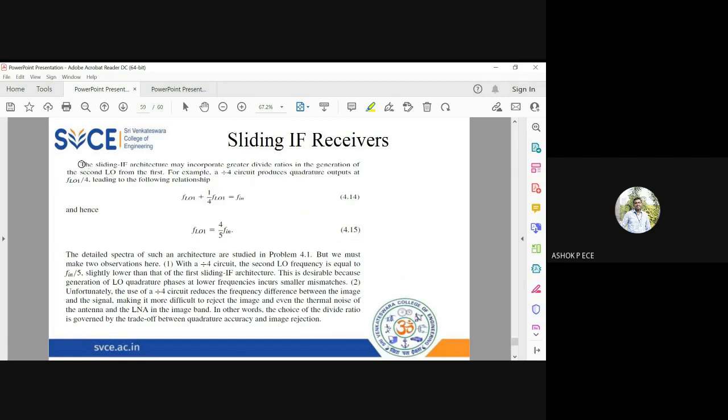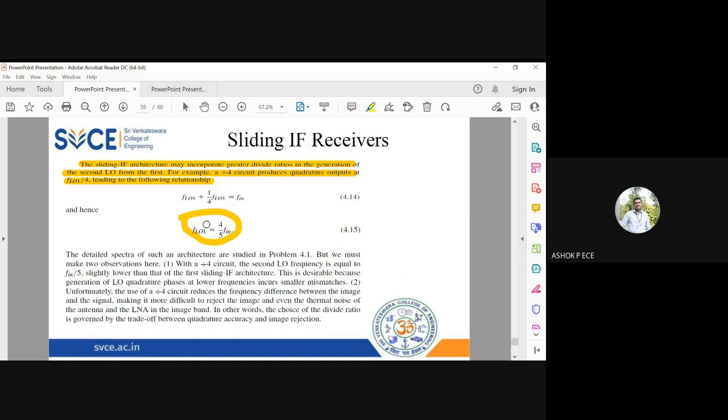So sliding IF is going to do the same thing, but instead of doing a divide by 2, if you use divide by 4, then the frequencies will be far apart. Then we can say that somewhat the issue of the filtering can be reduced. So the burden on the filters can be reduced by taking a divide by 4 circuit.